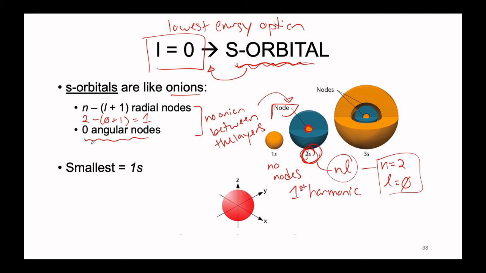This can be more easily explained, like what an angular node is, when we turn our attention to L equal to 1. So let's put a pin in this. But when it comes to s orbitals, there are no angular nodes. We'll further define what an angular node is when we can actually see a picture of one.